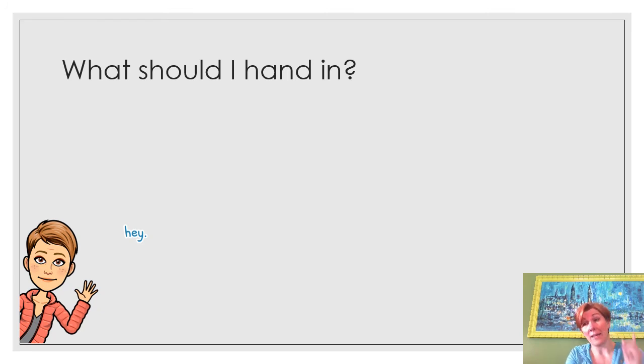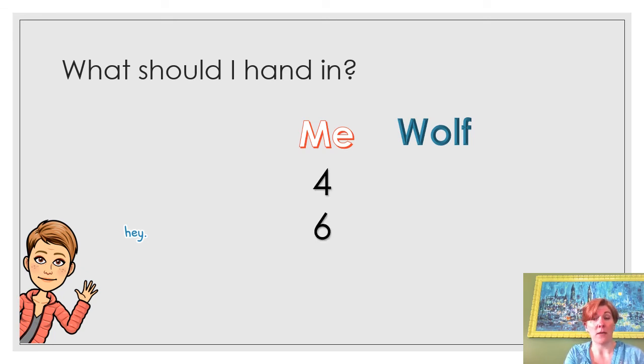So what you're going to hand in is basically just going to be a picture. Write down on a piece of paper what you did, what numbers you got, and what numbers the wolf got. So in that game that I showed you, I would have picked 4 and 6 as my numbers, and the wolf would have gotten 1, 2, 3, and 5 as numbers. So the wolf definitely won in this situation.